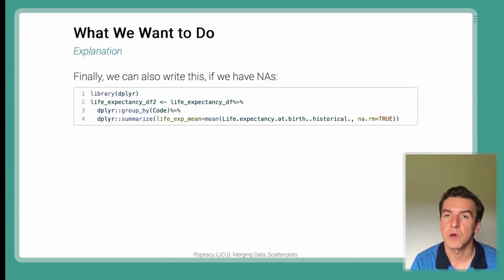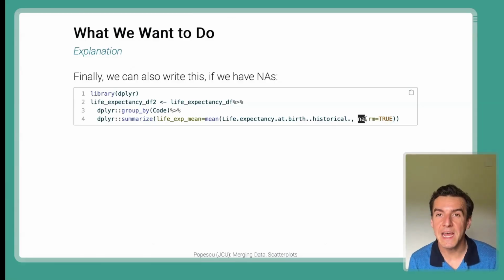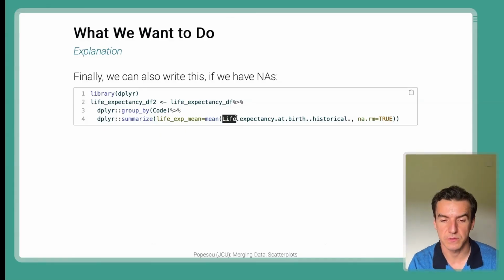Another way to write this is to include na.rm equals true. If you remember from the previous video, this removes the NA values that might be present in your column. Sometimes if you don't do this, you might end up with NA as a result. So it's always a good idea to put na.rm equals true.